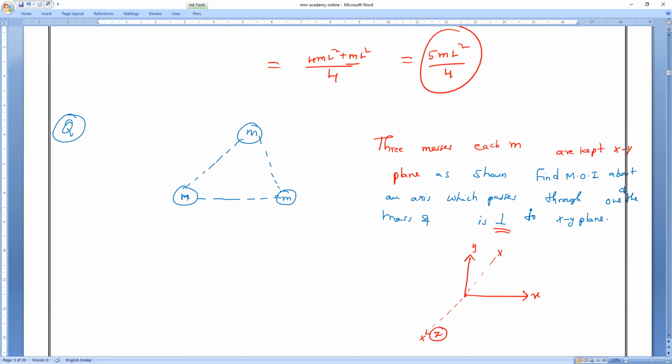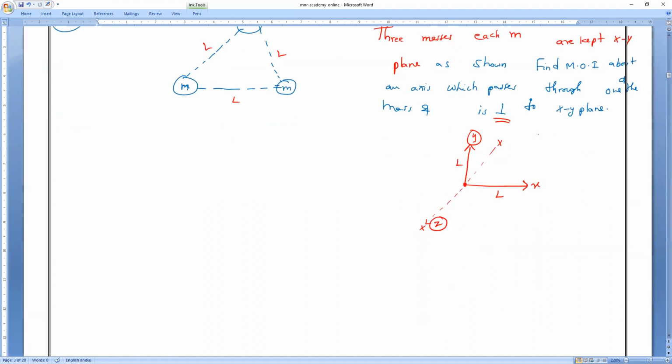Clear? Z axis. So if Z is the axis of rotation, can you tell me from the center, at how much distance is one body present? It is an equilateral triangle, so each body is present at the same L distance. Am I right or wrong? So both X and Y are perpendicular to Z. If you check Y and Z, what is the angle? 90 degrees. X and Z also, the angle is 90 degrees. Both are perpendicular to it. Am I right or wrong?